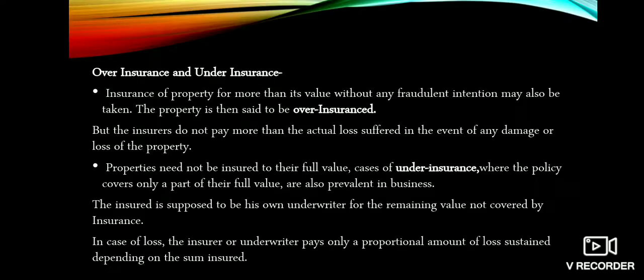So here, in case of over-insurance, the insurance of a property is actually more than what its actual value is. So in such cases we can say it is over-insured, and under-insurance means the value of the property is not completely insured, 100% it is not insured, whereas only a part of its full value is insured. So in such cases it is said to be under-insurance. So over-insurance and under-insurance is an important definition, and it will be asked in a 2 marks question.